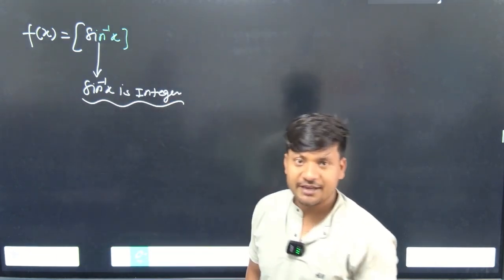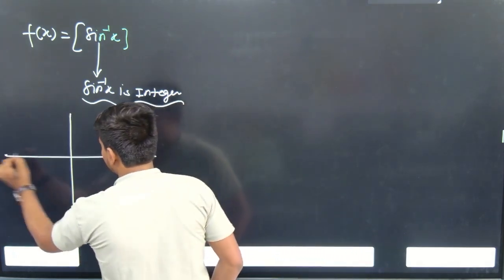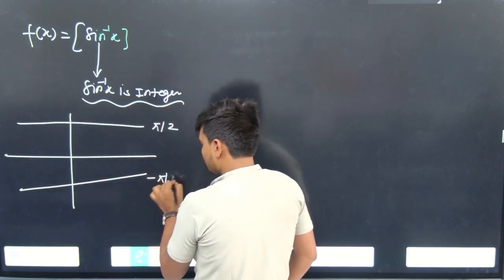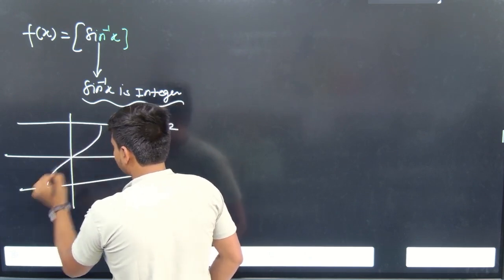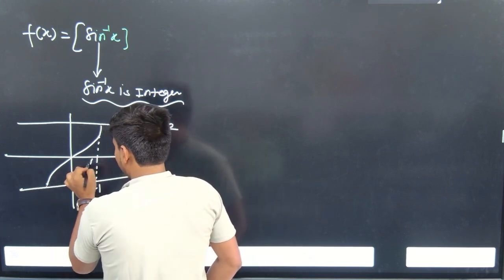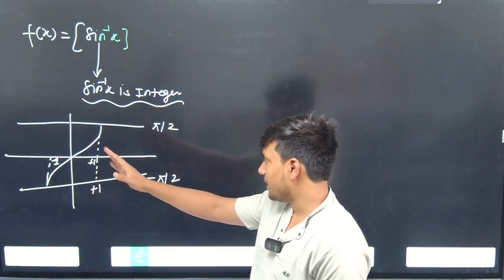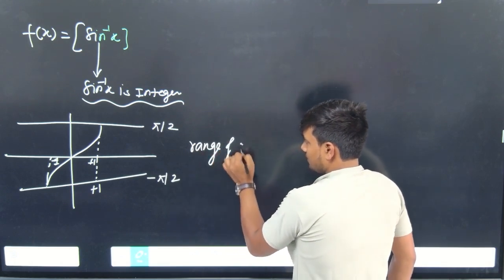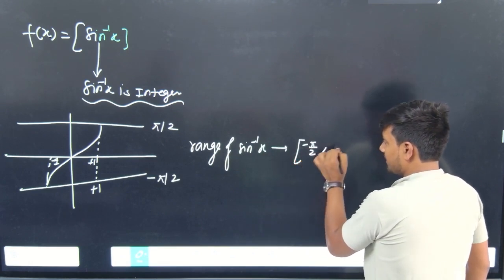Now we know about sine inverse x. This is an inverse trigonometric function, and the graph of sine inverse x is like this. This is pi by 2, this is minus pi by 2, this is plus 1, this is minus 1. So the domain of sine inverse x is minus 1 to 1, and the range of sine inverse x is minus pi by 2 to pi by 2.